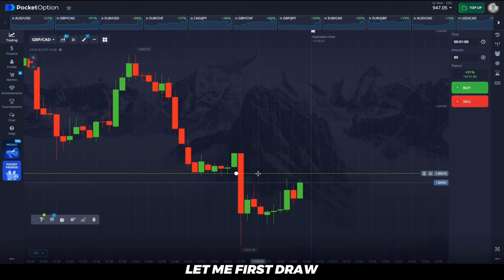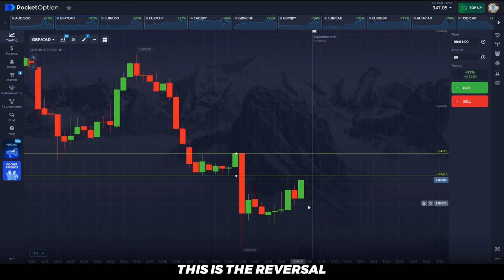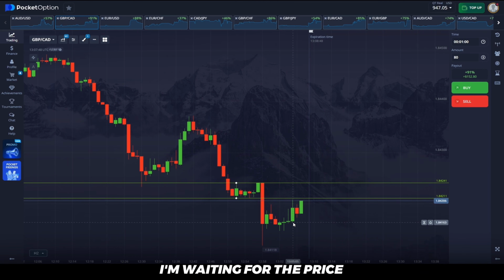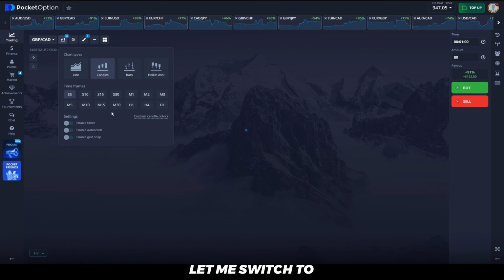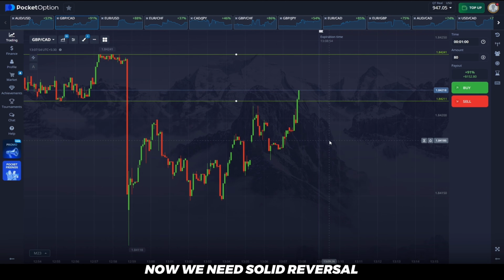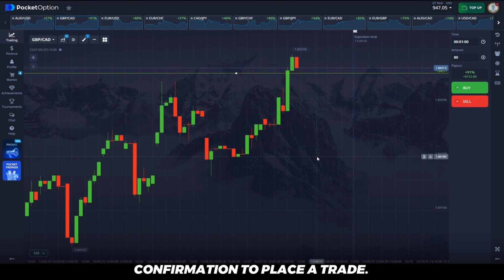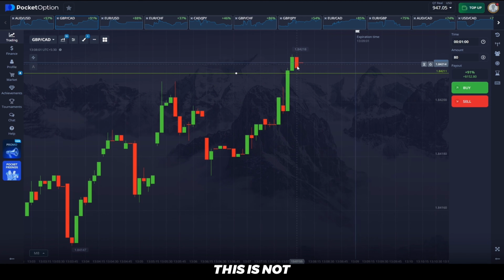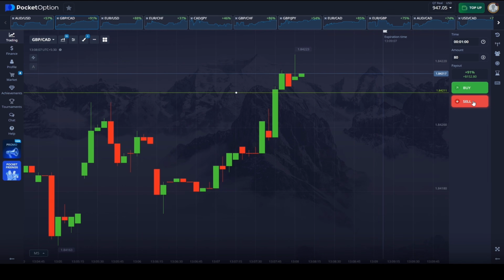Let me first draw the key levels. This is the reversal zone for me. I'm waiting for the price to go inside the zone. Okay, price hit the resistance. Let me switch to the 5-second chart. Now we need solid reversal confirmation to place a trade. This is not reversal confirmation. I need a strong bearish reversal pattern.